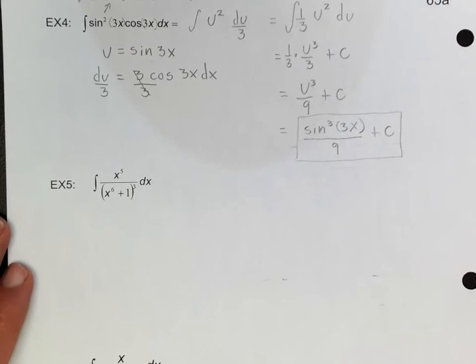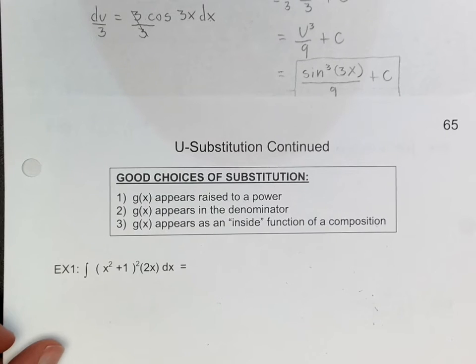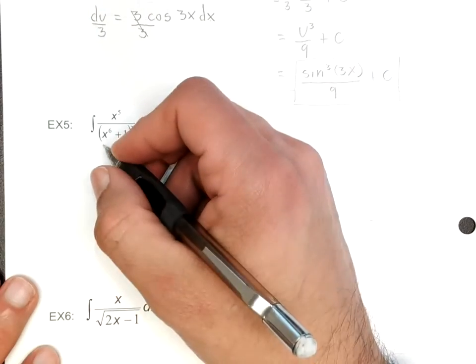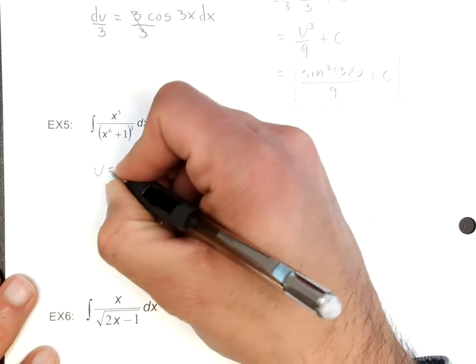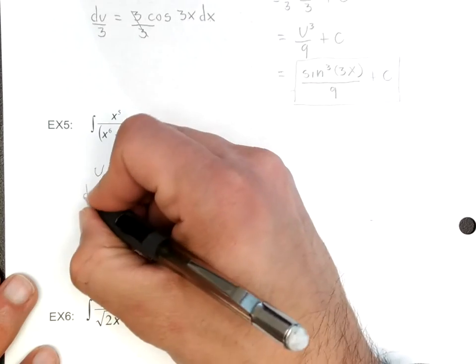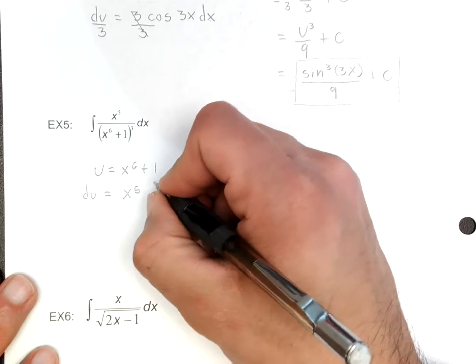Alright, on the next one, example number 5, if you look at the front of this paper, it says that one of the good choices for substitution is when it appears in the denominator. So let's take a look at the denominator. Notice that the denominator is being raised to a power, so if I say that u is x to the 6th power plus 1, then du would be x to the 5th power dx.